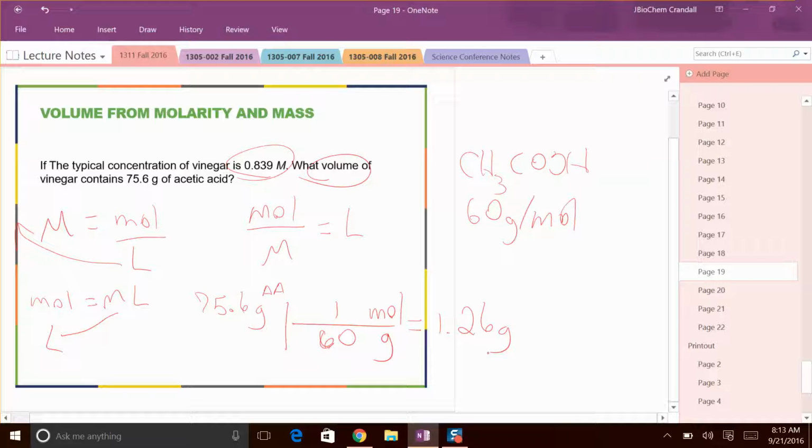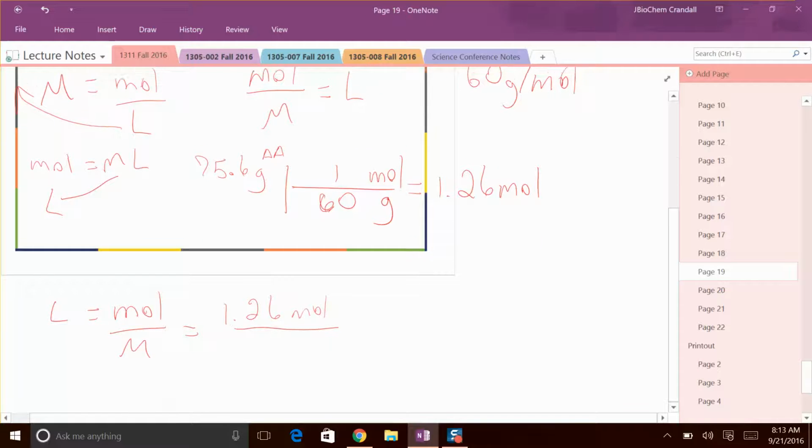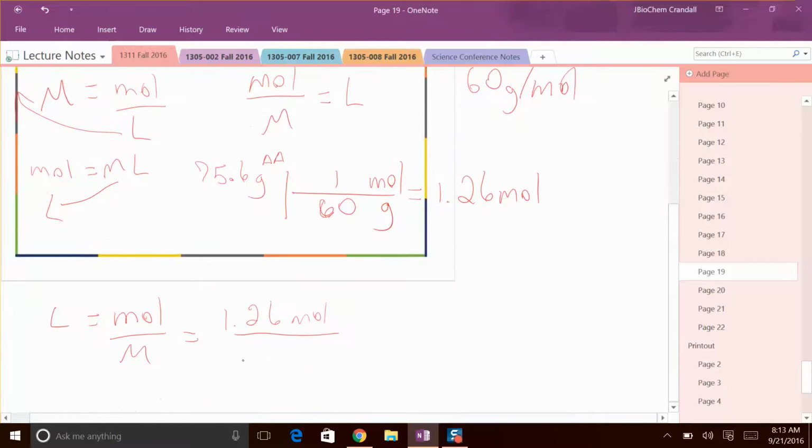Okay, I'm sorry, that's moles. Moles. Okay, now I have everything I need, right? Now I can easily solve for the liters. So, liters equals moles over molarity. The moles are 1.26 moles. The molarity was 0.839.